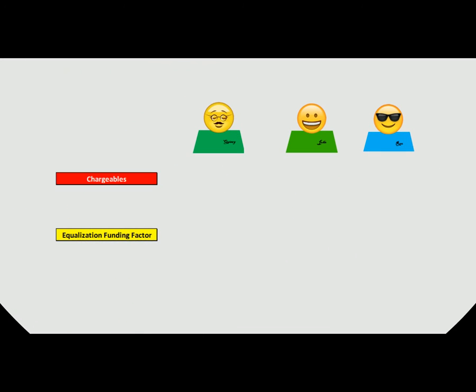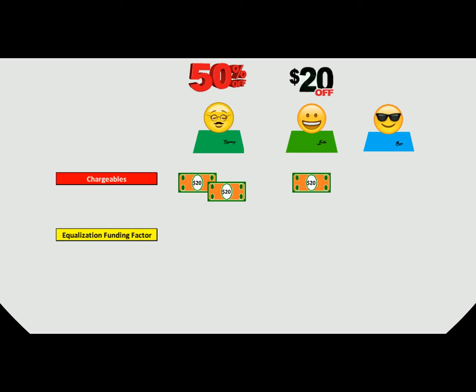To better understand the equalization model, let's return to our story. Local affluence was represented by the different coupons used. Quincy's 50% off coupon led to a $40 chargeable. John's $20 off coupon resulted in a $20 chargeable. And Rex's birthday boy stance led to his having no chargeables. When each friend withdrew $20, you saw the redistribution of local revenues through the equalization funding factor.